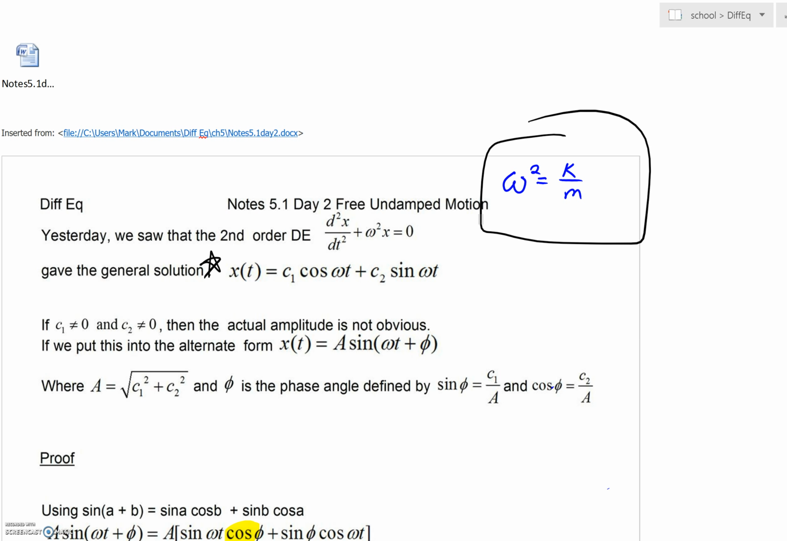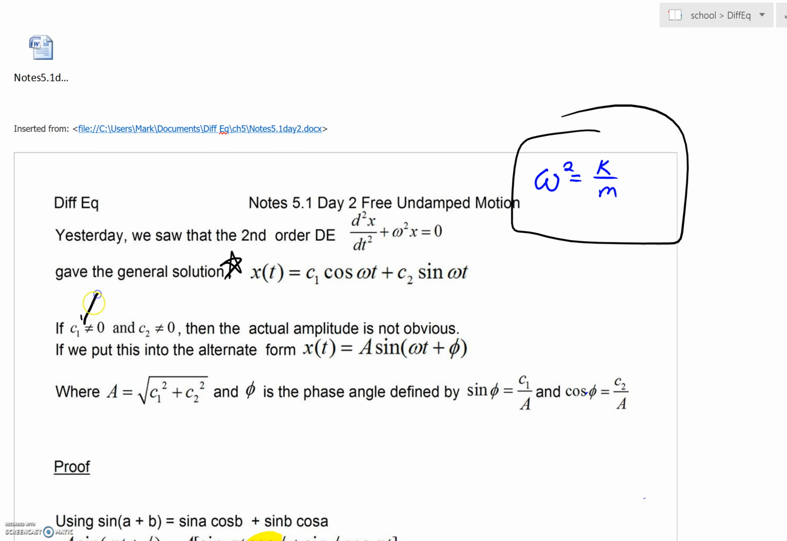And here's the thing. When we have this general solution, if c1 and c2 are not both zero, well, if even one of them is not zero, then the actual amplitude is not going to be obvious to us. We solved an initial value problem yesterday.